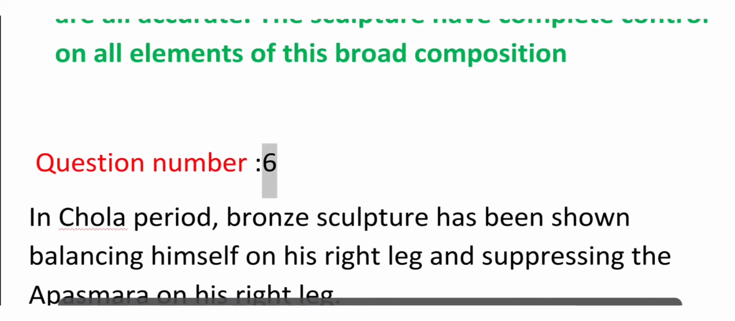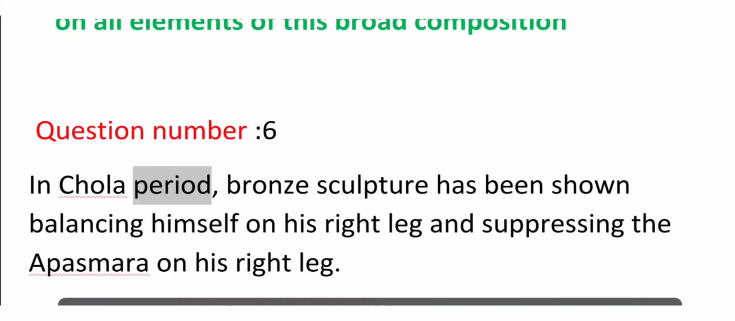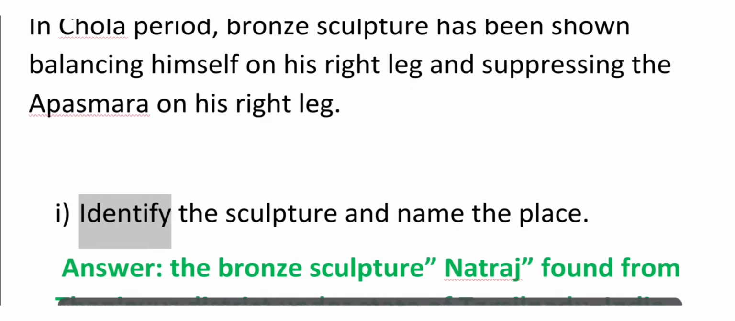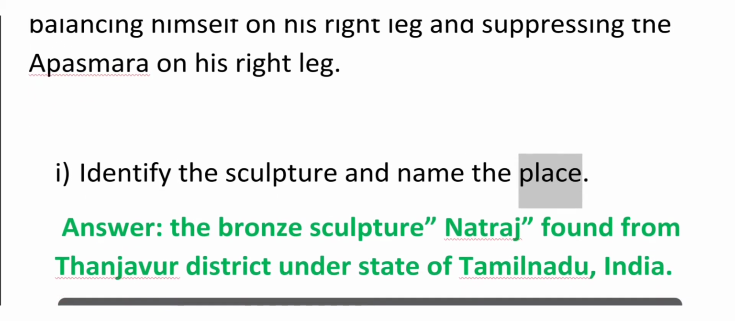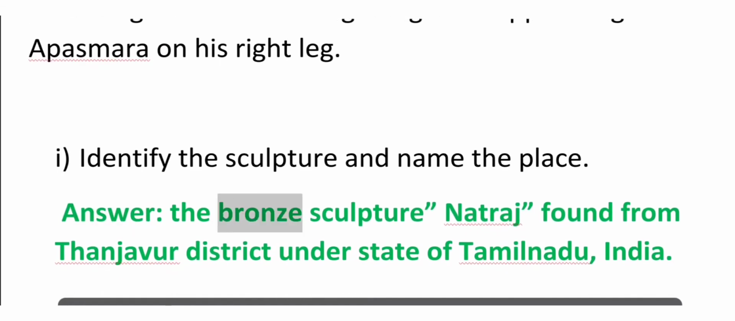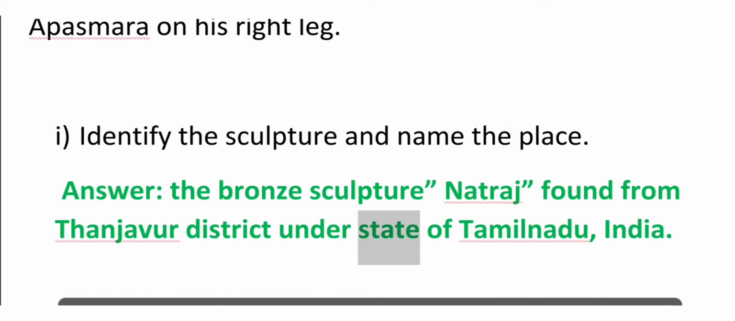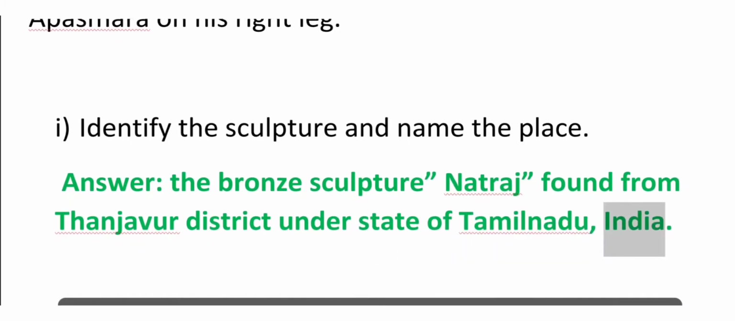Question number 6. In the Chola period, a bronze sculpture has been shown balancing himself on his right leg and suppressing the Apasmara on his right leg. Identify the sculpture and name the place. Answer. The bronze sculpture Nataraja found from Tanjavur district under the state of Tamil Nadu, India.